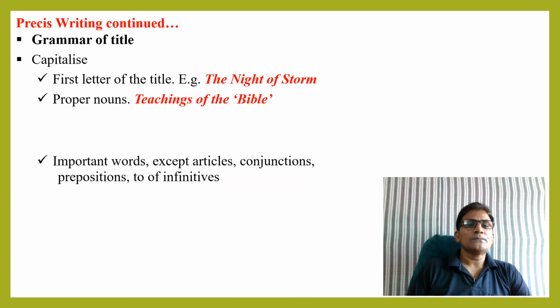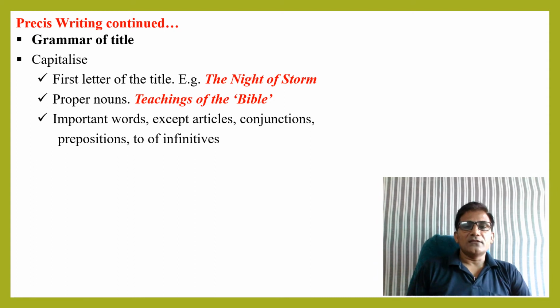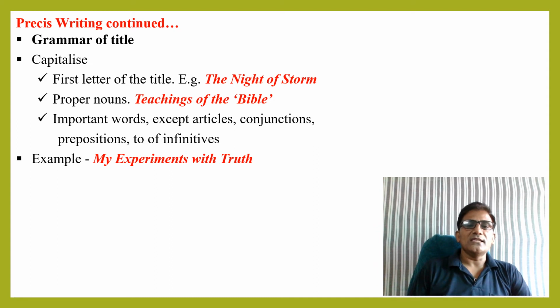B will be capitalized. Important words except articles, conjunctions, prepositions, and to of infinitives. All important words will begin with capital letters except articles, for example, a and the; conjunctions, for example, and, but, etc.; prepositions of, on, from, against, at, etc.; and to plus the first form of the verb, that is, to infinitives. In that case, to will begin with a small letter. One example is My Experiments with the Truth. With is a preposition here, so it begins with a small letter.